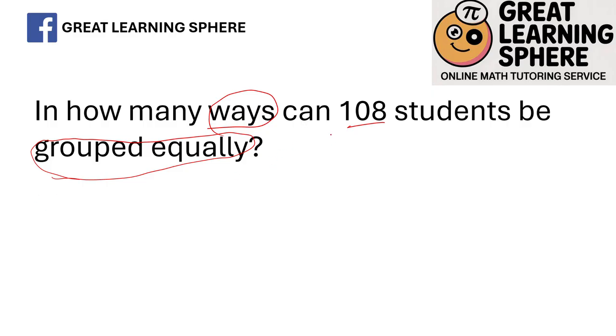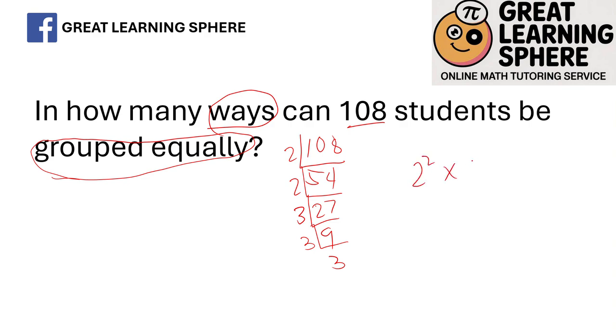So let's again do the prime factorization method. 108 is an even number, so divide by 2, that will give us 54. Then 54 again is an even number, so 54 divided by 2 is 27. Then 27 is divisible by 3. 27 divided by 3 is 9, and 9 is divisible by 3. 9 divided by 3 is 3. So the prime factorization of 108 is 2 squared times 3 cubed, or 3 to the third power.